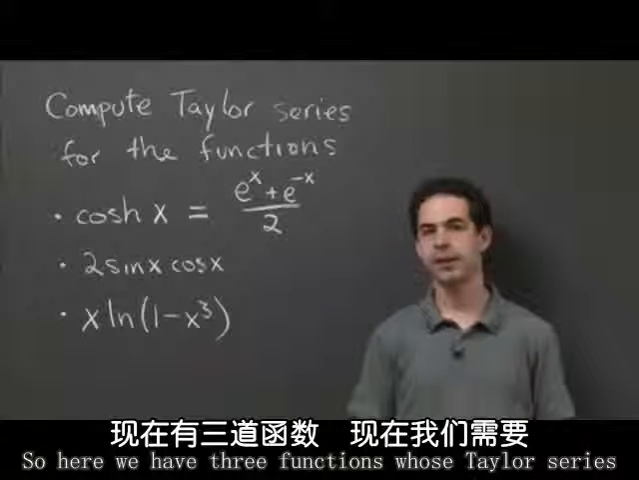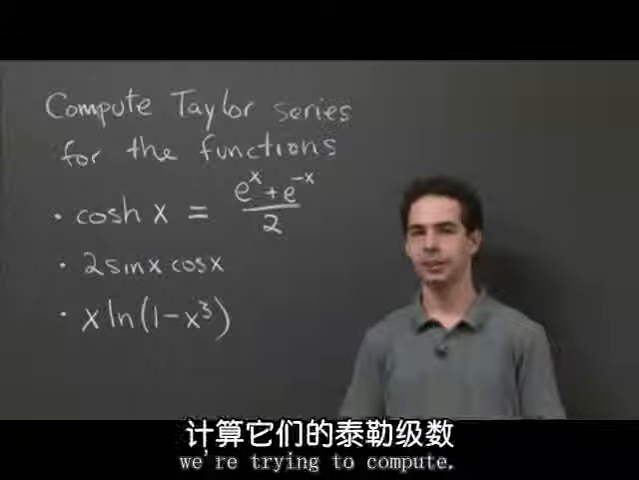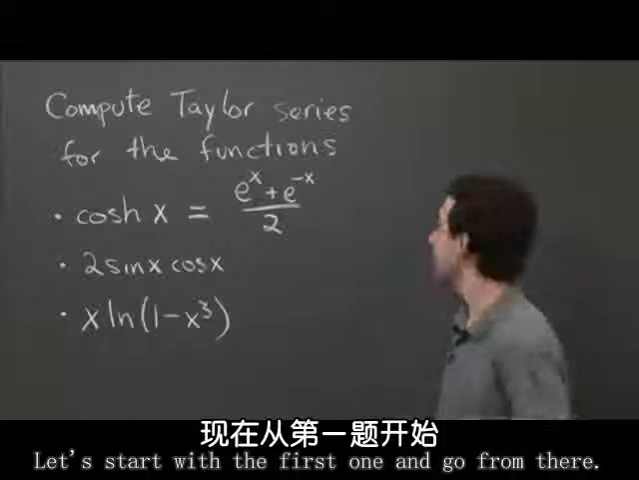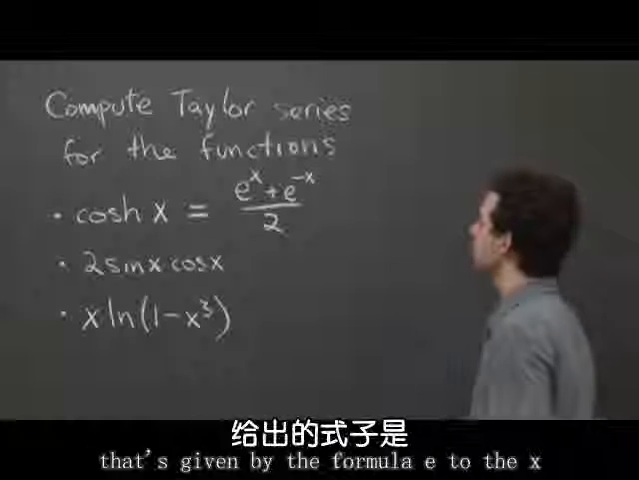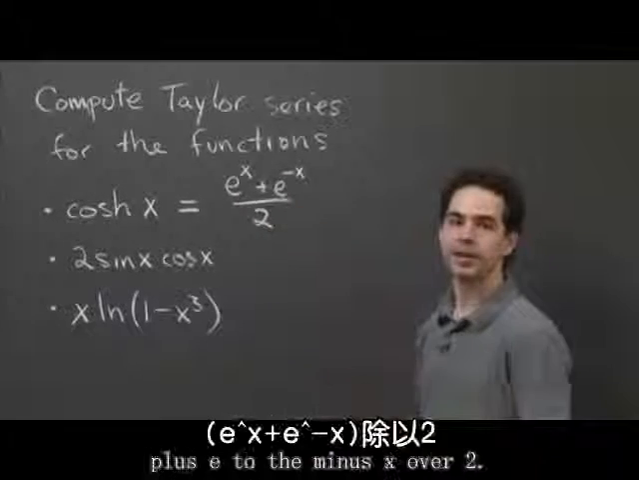So here we have three functions whose Taylor series we're trying to compute. Let's start with the first one and go from there. This first one is the hyperbolic cosine. It's given by the formula e to the x plus e to the minus x over 2.